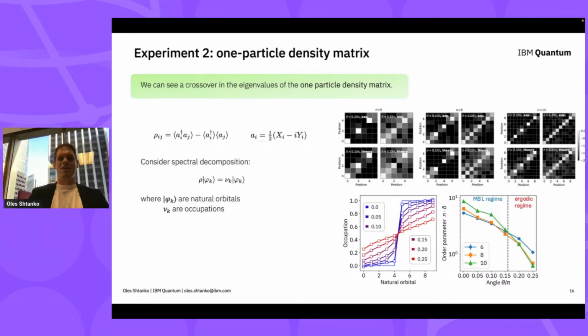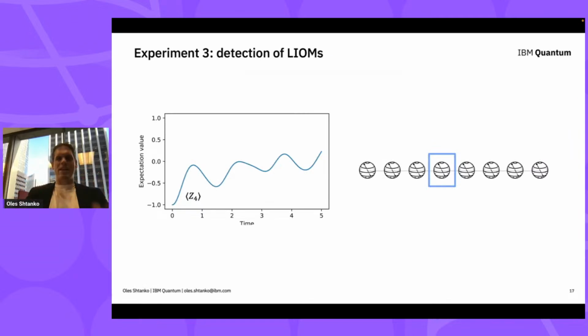We go to local integrals of motion, which is the main goal and the most exciting part of this talk. Okay, so now let me take it slowly and show how we extract integrals of motion. As a result of the experiments we've done before, we already have some signal from the device. In particular, we have the expectation value of Z operators, which looks something like this. And here's just a toy model having 8 qubits.